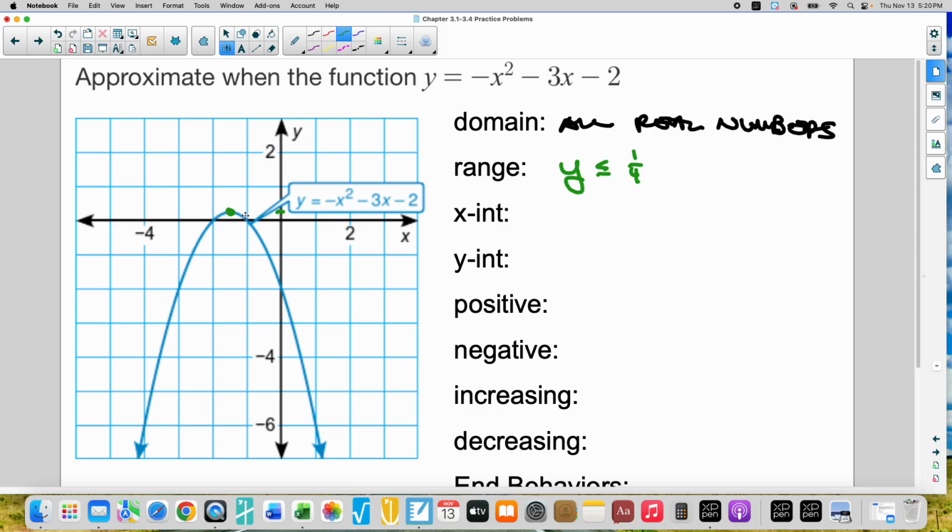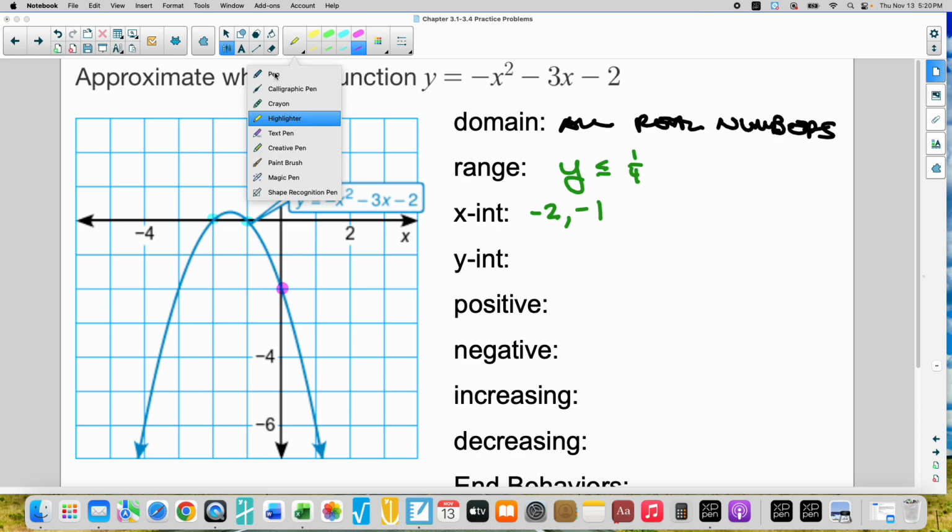The x-intercept, so let's look at x-intercepts. X-intercept is where it crosses the x-axis. Right here and here. So my x-intercepts are -2 and -1. My y-intercept, where it crosses the y-axis, is right here. So that is going to be -2.